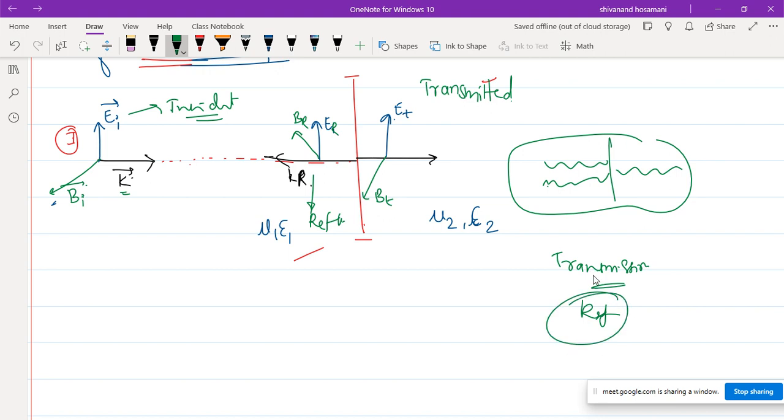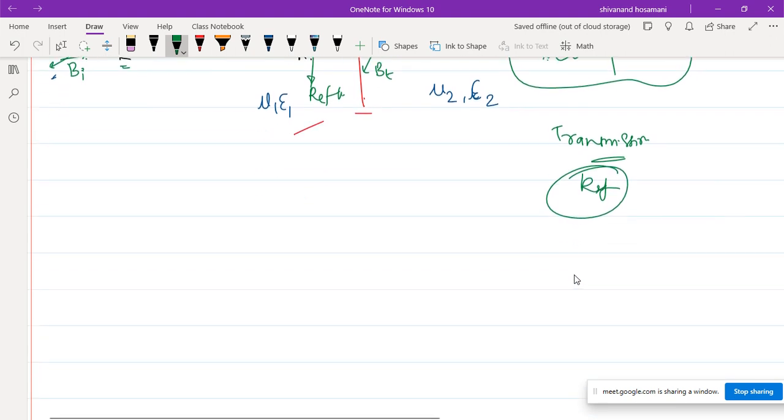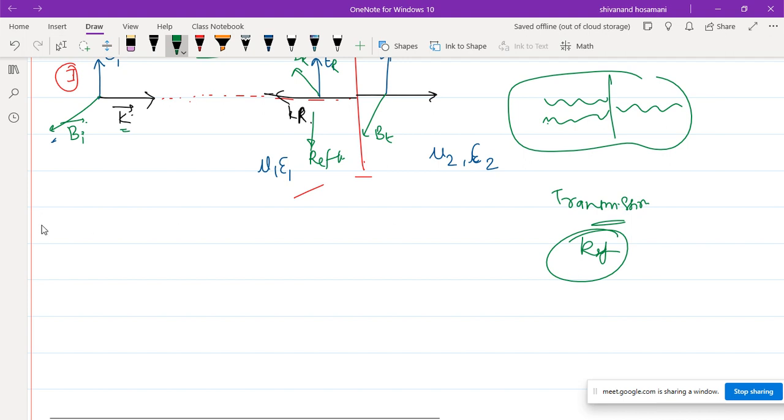So remember that transmission coefficient and reflection coefficients are relative intensities. Generally, how do we define the reflection coefficient? It is the intensity of the reflected part. What does this intensity of reflected part mean?